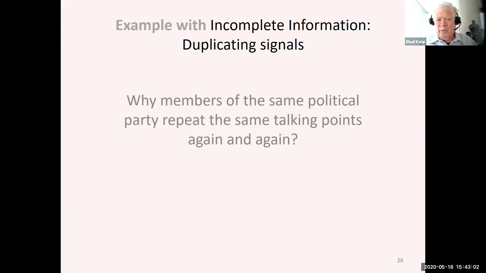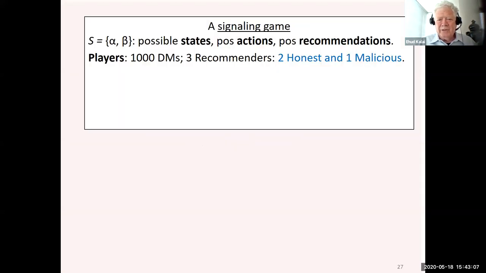Why do members of the same political party repeat the same talking points again and again on the Sunday morning shows here in the US? So this is going to be a standard two-state signaling game. There'll be two states, I'll call them alpha and beta. There'll be decision makers who will have to choose actions, alpha or beta. Alpha is the better one if alpha is the state, beta is the better one if beta is the state. But there'll be recommenders who know the real state, and they will recommend to play alpha or beta. So alpha or beta are states, possible actions, and possible recommendations.